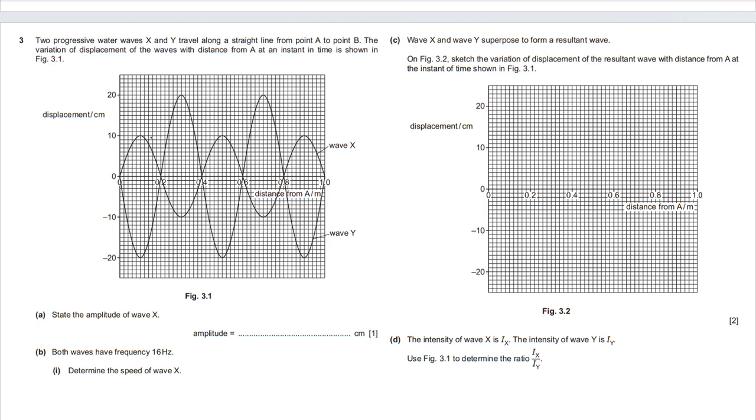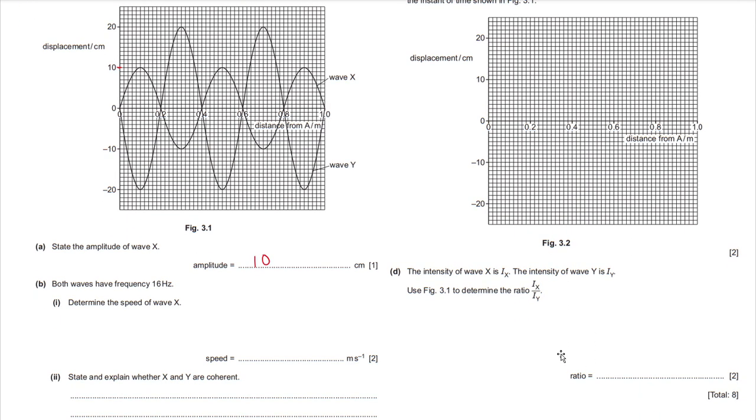So this shorter one is the X. So what is the amplitude? So the amplitude is 10 centimeter. Both waves have frequency 16 Hz. Determine the speed of wave X.